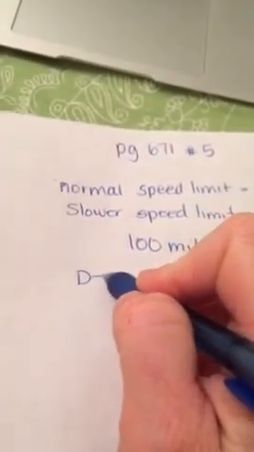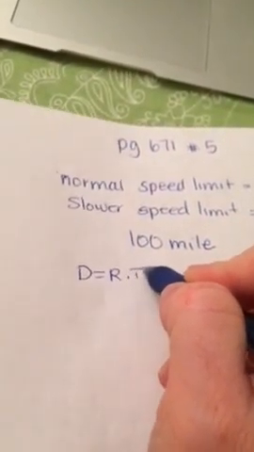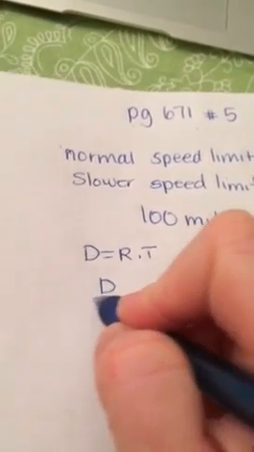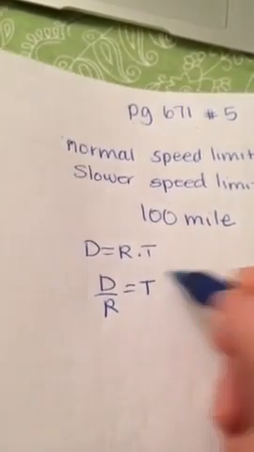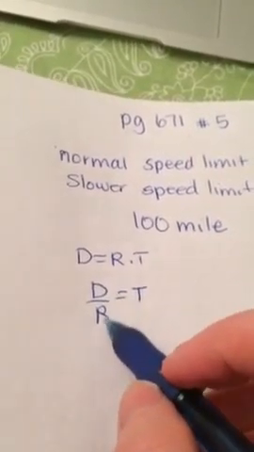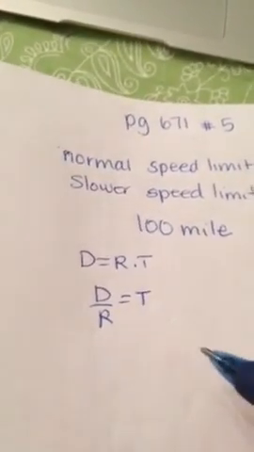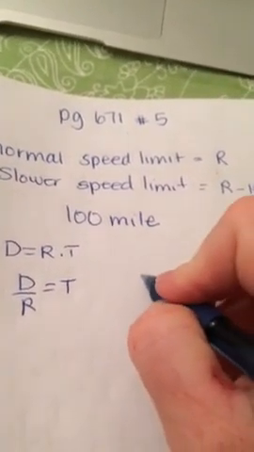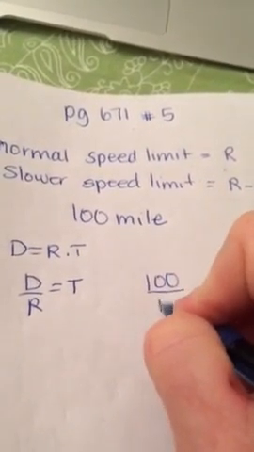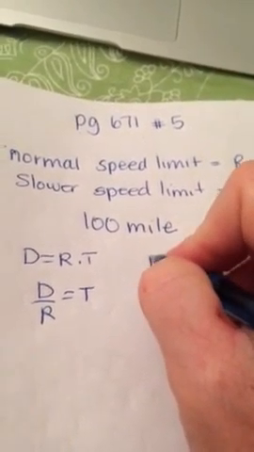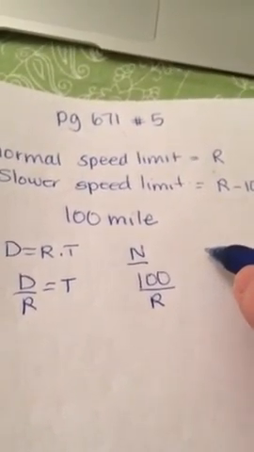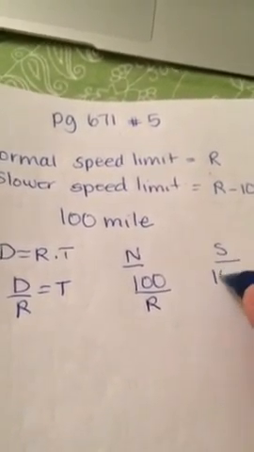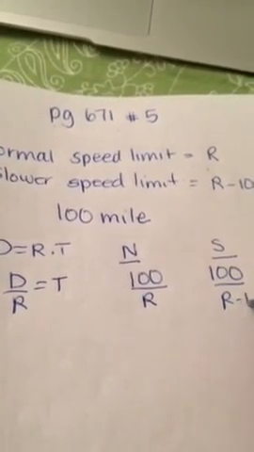Now, if you remember, D equals R times T, but I can transform that formula, so D over R equals T. That gives me the time in terms of the distance and the rate. So for the normal speed limit, I have 100 over R, and the slower speed limit would then be 100 over R minus 10.